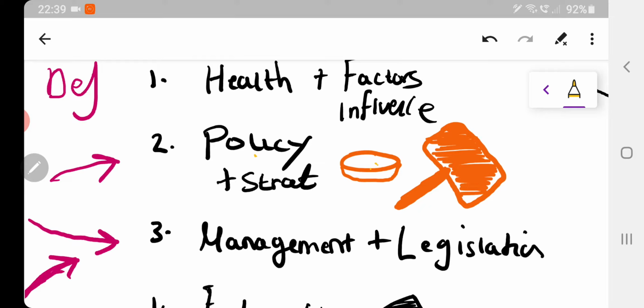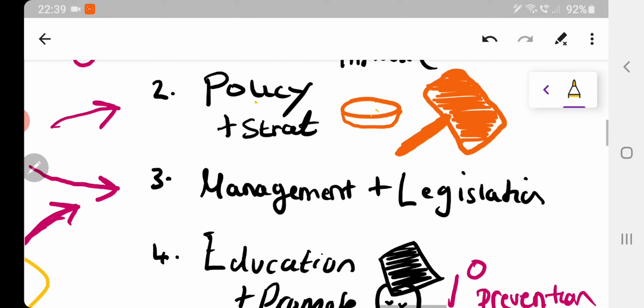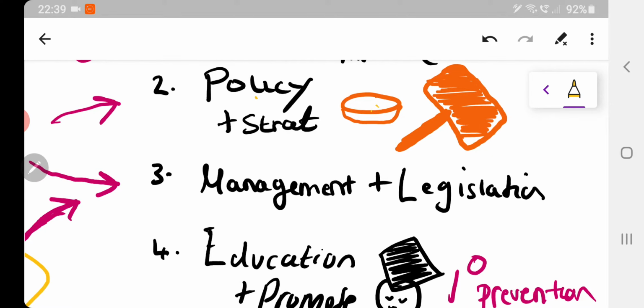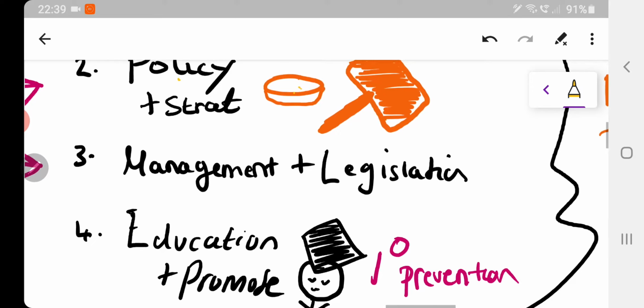So you can talk about how there's a national health strategy and a national program and that sort of thing, and how the council of ministers adopt the NHS national health strategy. Next, management and legislation. That's kind of the same thing. Legislation, yeah, this is kind of the same thing, isn't it?